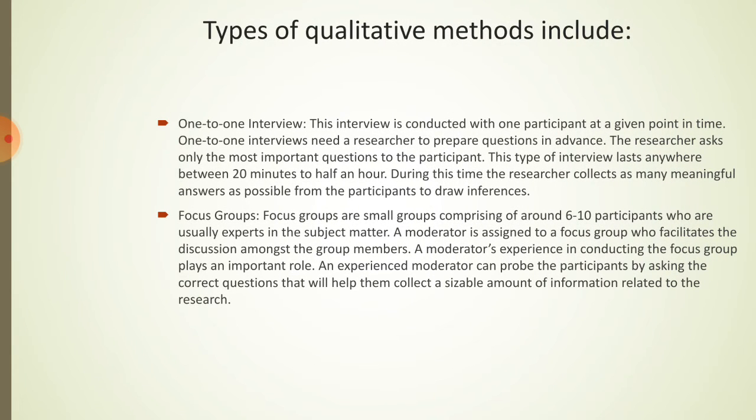Types of qualitative methods include one-to-one interview. This interview is conducted with one participant at a given point in time. One-to-one interviews need a researcher to prepare questions in advance. The researcher asks only the most important questions to the participant. This type of interview lasts anywhere between 20 minutes to half an hour. During this time, the researcher collects as many meaningful answers as possible from the participants to draw inferences.